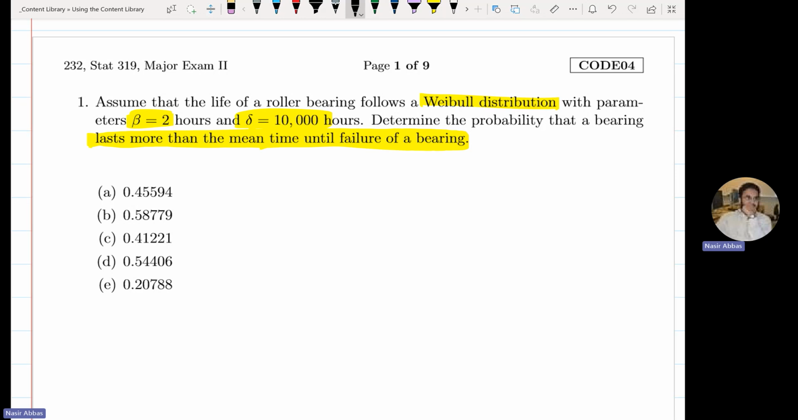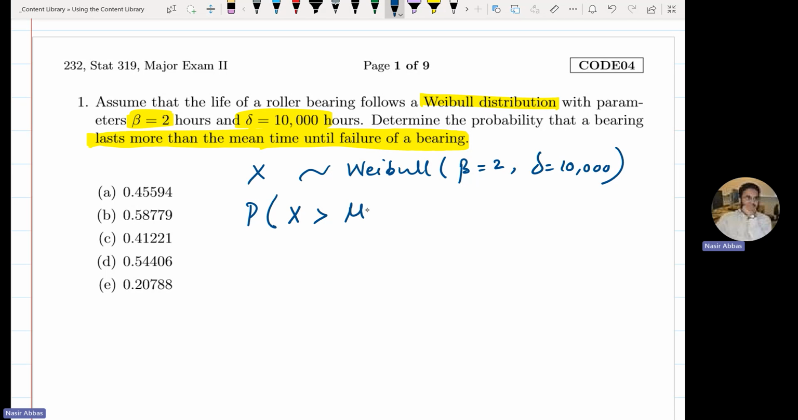So there are two things to identify in this question. First thing you need to identify is the mean of this distribution, and then you need to identify what is the probability of x being more than its mean. So let us first write down what is given in the question. Given in the question is that x follows a Weibull distribution with beta equals 2 and delta equals 10,000. And you are required to find the probability that the bearing lasts more than its mean. So before you find this probability, you need to find the mean.